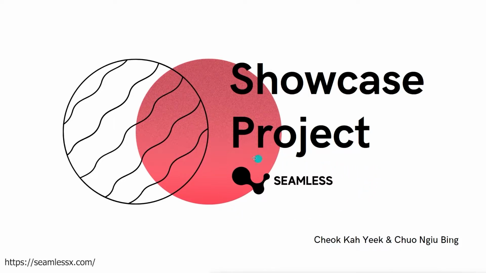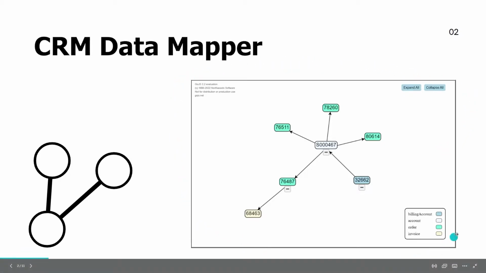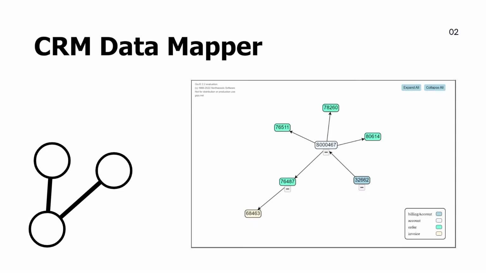Today, we are going to present our showcase project with SeamlessX, namely CRM Data Mapper. The goal of this project is to create a 2D data visualization app for customer relationship management data from a company. As we observe, the class relationships are complex and can easily confuse most users at the first look of the system. Therefore, we propose this project to let users have a better insight of the class relationships.